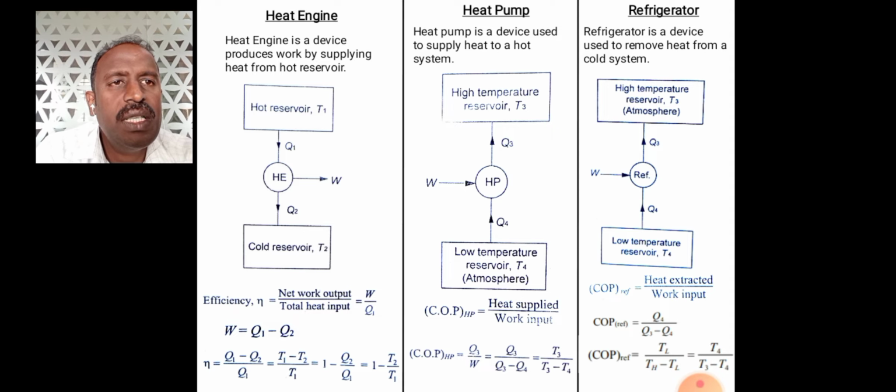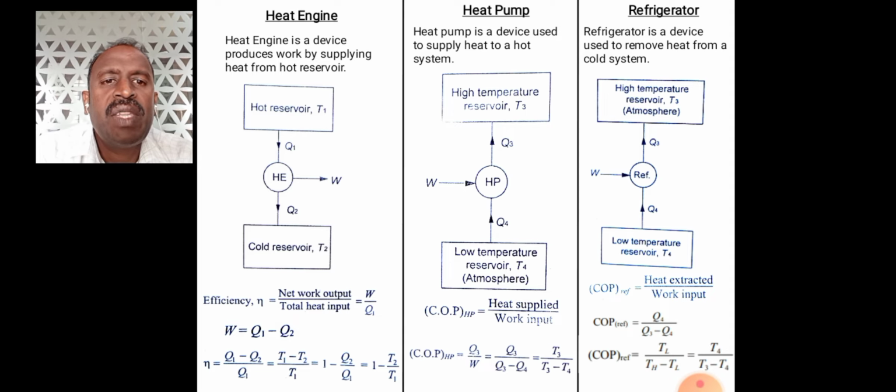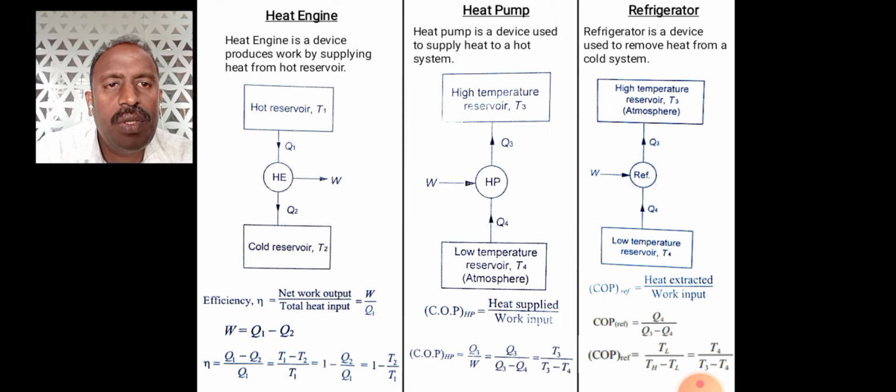Look at the heat pump and refrigerator. The heat pump is pumping heat to the room. Your refrigerator is extracting heat from the room. So this is the main difference between the heat pump and refrigerator. For the heat pump and refrigerator, the output is in terms of coefficient of performance. The heat engine is in terms of efficiency. So you have to remember these formulas, and we are going to apply them to applications.